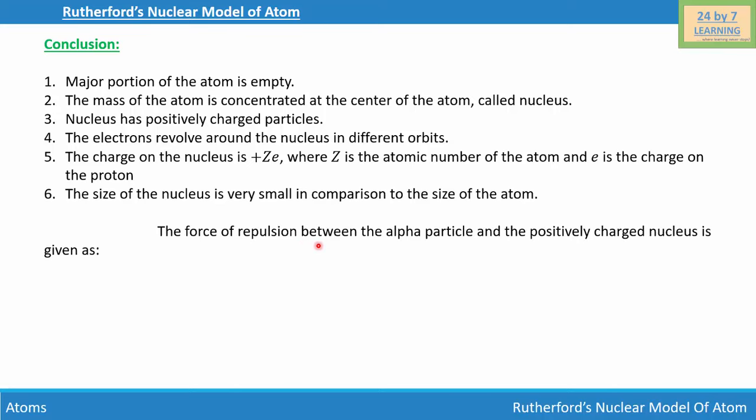Now, the force of repulsion between the alpha particle and the positively charged nucleus is given as F = 1/(4πε0) × (2e)(Ze)/r², where the charge on the alpha particle is +2e and the charge on the nucleus is +Ze. To find that repulsive force, we are using Coulomb's law to find the repulsion between alpha particles and the positively charged nucleus. And this is how we define Rutherford's nuclear model of atom.